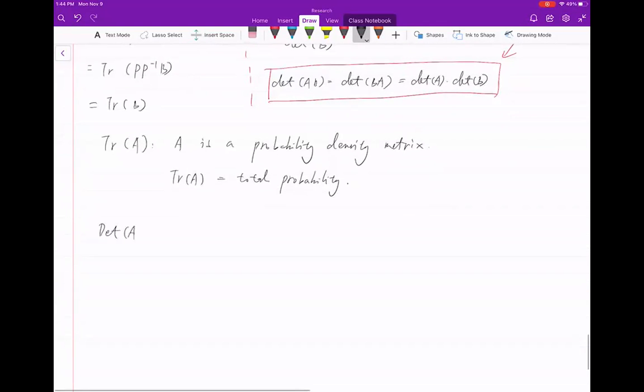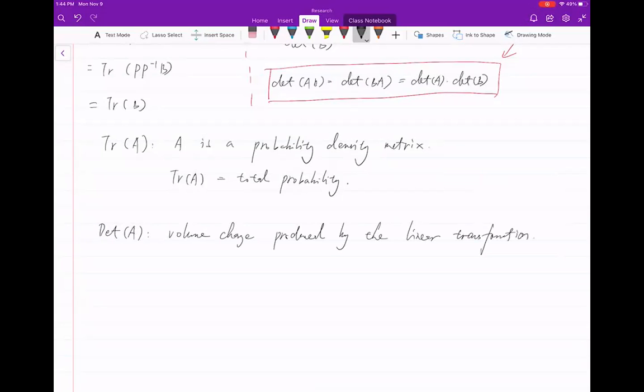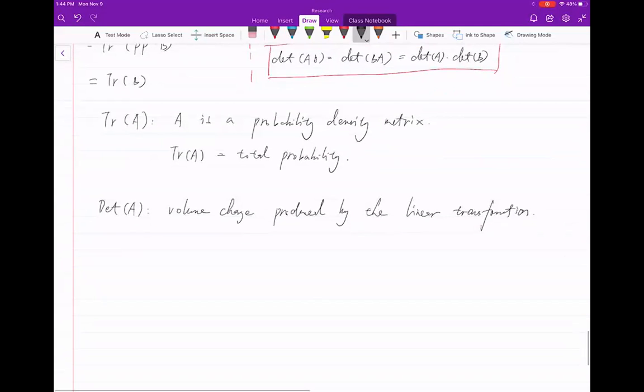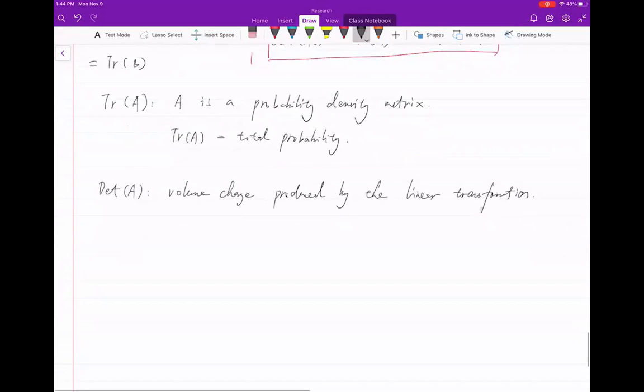The determinant of A, of course, stands for the volume change produced by the linear transformation. And if you recall, both of them actually are related to your eigenvalue. So of course, they give you all the information about your eigenvalue. Okay.